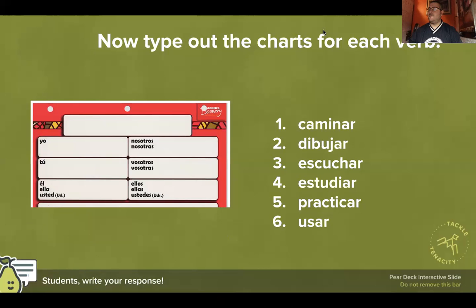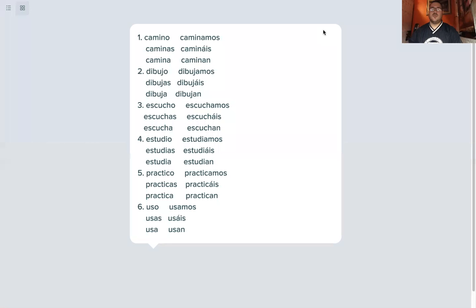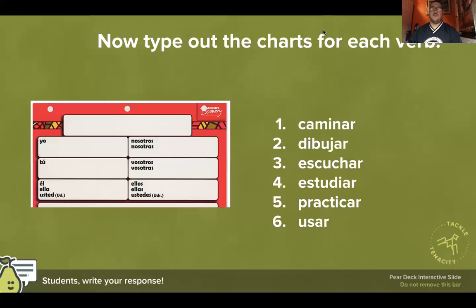Okay, when you're done, check your answers. Notice what I did here is I took off the AR and I added the correct ending to each one. Camino, caminas, camina, caminamos, caminais, caminan. And I repeated that all 6 times. So it's uso, usas, usa, usamos, usais, usan. Okay, so those are AR verbs.